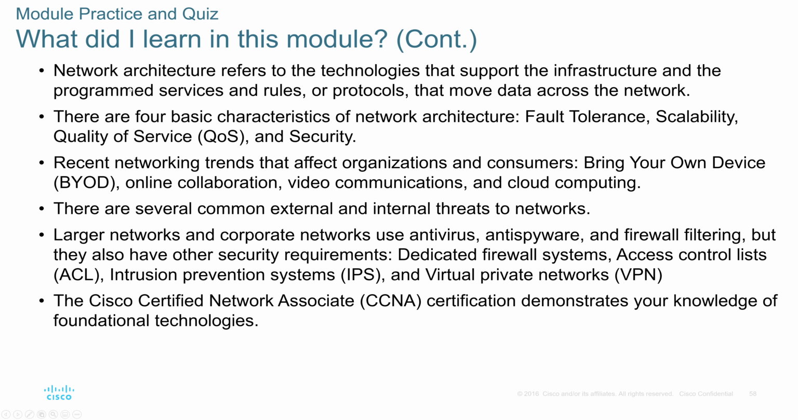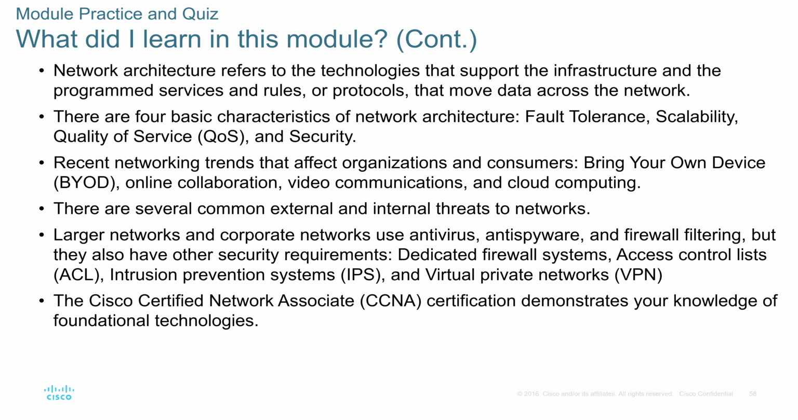The other thing we learned is that network architecture refers to the topologies that support the infrastructure and the programmed services and rules, or protocols, that move data across the network. There are four basic characteristics of a network architecture: fault tolerance, scalability, QoS, and security. Make sure you know each one of them in detail. Recent networking trends include things like bring your own device (BYOD), online collaboration, video communications, and cloud computing. Know what they are and some of the examples that I mentioned.